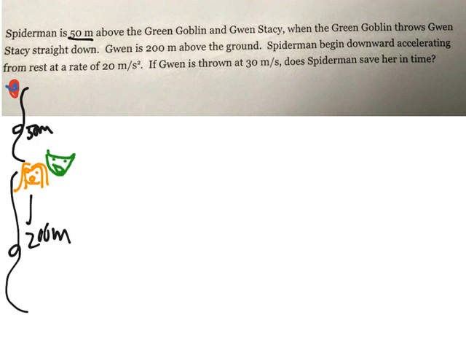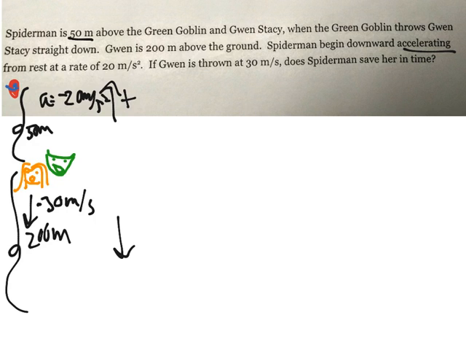And remember, Gwen gets thrown at 30 meters per second. So let's establish that up is positive, down is negative, so she gets thrown at a negative meters per second. He's accelerating downward, so again, negative, at 20 meters per second squared. Right? He's accelerating down. He's starting from rest, so he was not going anything in the beginning. He was just standing there.